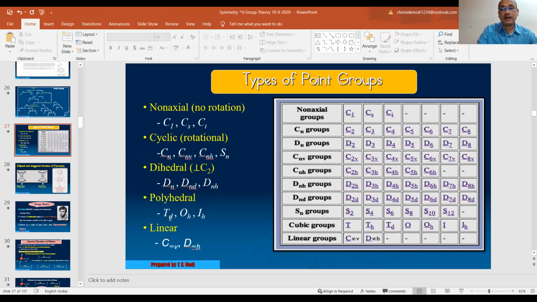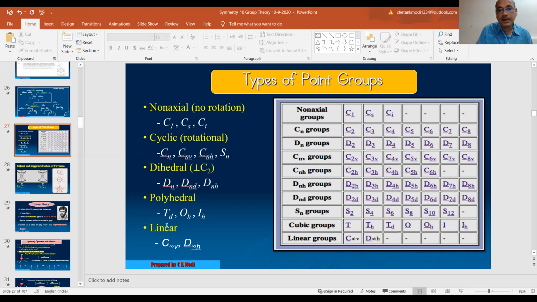Tetrahedral molecules consist of a total of 24 symmetry elements. Therefore, since so many symmetry elements are present, it would be very difficult to find out the point group, so we have to remember them. Polyhedral molecules like tetrahedral, octahedral and icosahedral have a number of symmetry elements. The fifth one is linear molecules.